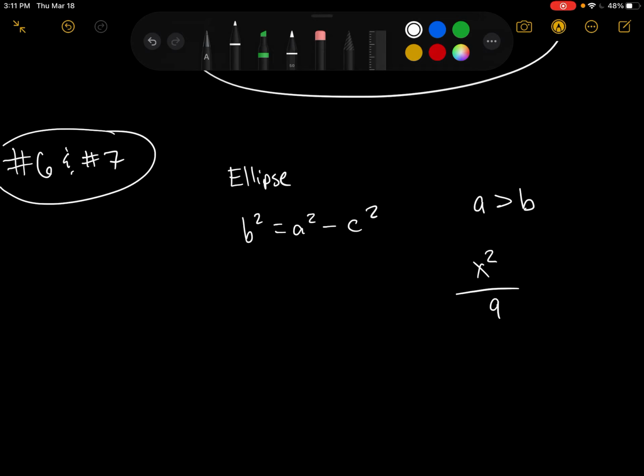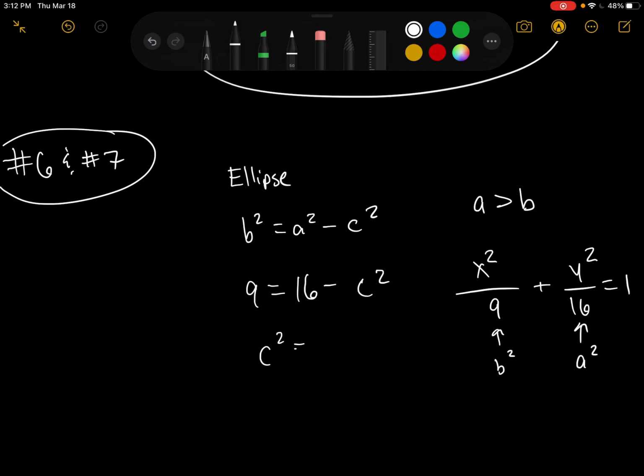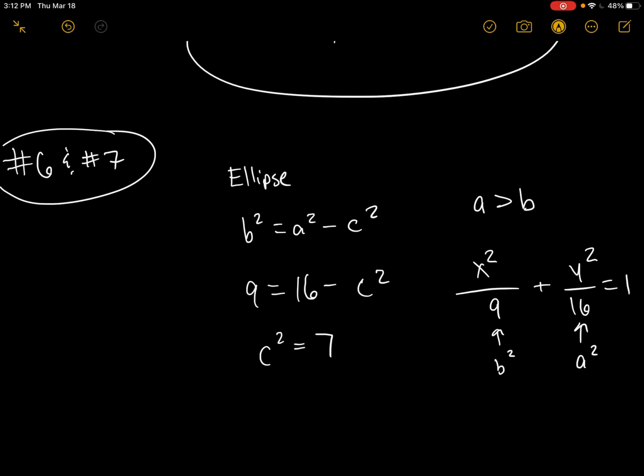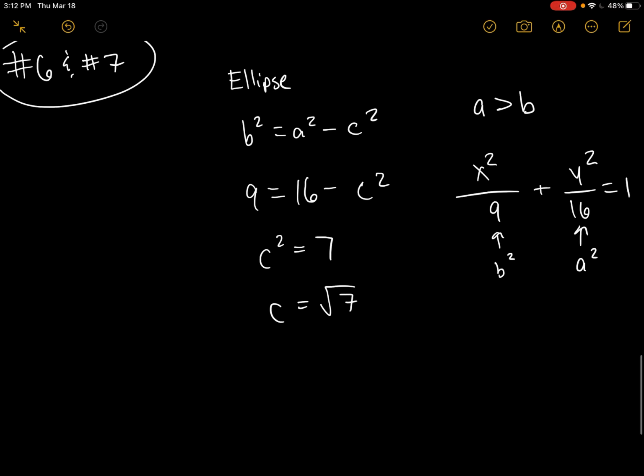So for example, if we add x squared over 9 and then y squared over 16 equals 1. 16 is our a value, or a squared value, I should say, because it's bigger, and then our b squared value is 9. So we take these, we plug them in. 9 equals 16 minus c squared. We can combine our terms to one side, so add c squared and then subtract 9, and we'll end up with 7 for that answer there. Take the root of c squared, and we'll get c equals the square root of 7.